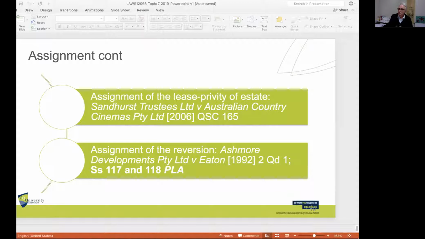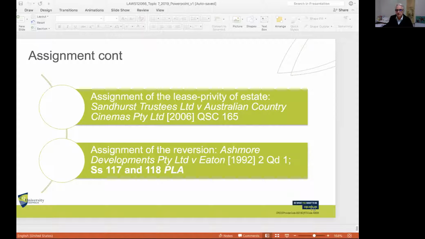But in this context, we're distinguishing an assignment on the one hand from a sublease on the other. Of course, in the situation of reversion, you can't be transferring part of the ownership. You're either selling the land, gifting the land, or not. So most typically that's what is occurring.